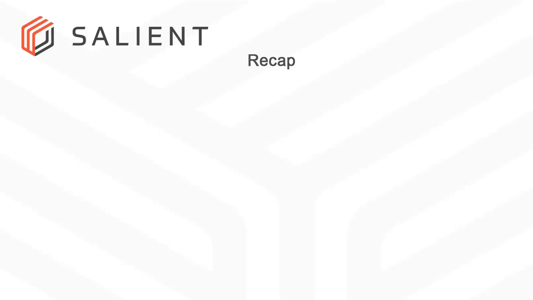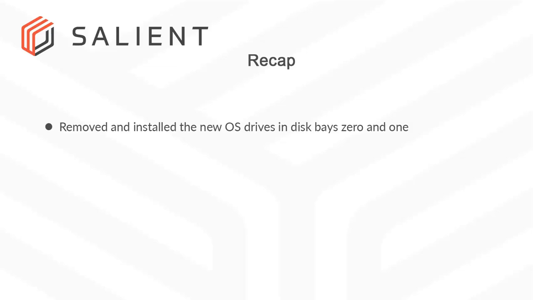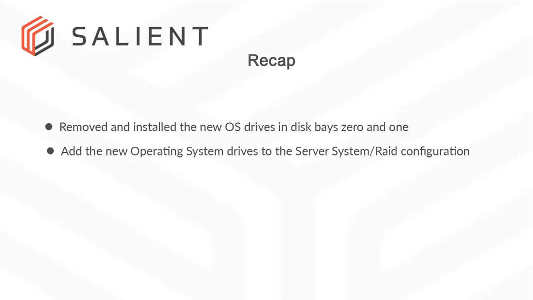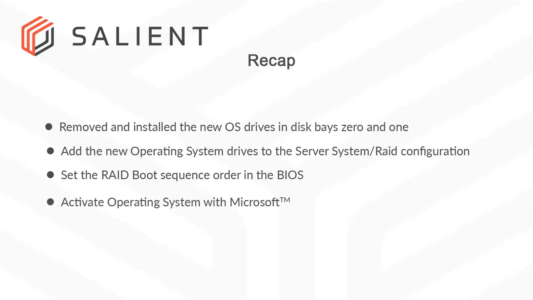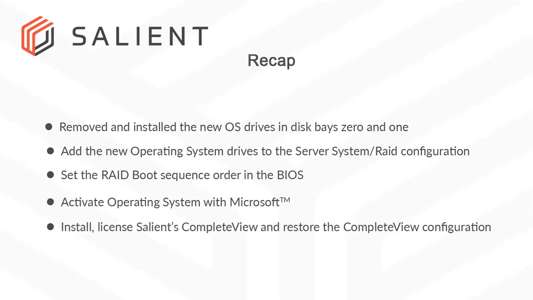To recap, we removed the defective operating system drives and installed the new OS drives. Then from within the system setup RAID configuration, we imported a new foreign configuration. Rebooting the server a second time and selecting System Setup, and then the BIOS, we set the RAID boot sequence order, exited the System Setup, and allowed the server to reboot to the new OS. With the new drives installed, the new operating system was activated, and the remaining tasks include installing and licensing CompleteView and recovering the prior CompleteView configuration.